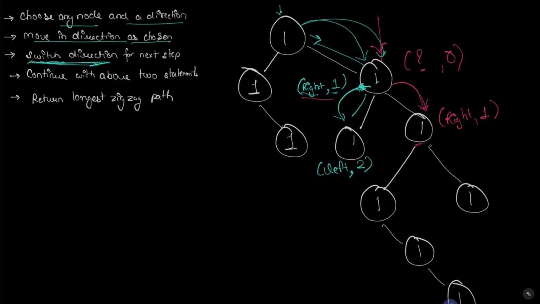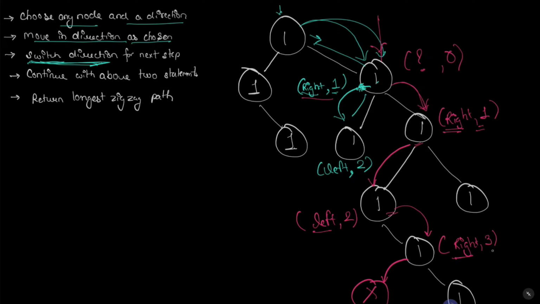Again, at this node, we already know that we are coming from the right direction and we have taken one step so far. So we'll make a jump to the left direction and we'll have the state here as left, and we'll increment the number of steps by 1. Again, at this particular node, we know that we are coming from the left direction, so we'll have to make a jump to the right direction and increment the steps. So we have right, and the number of steps that we have taken is 3. We know that we are coming from the right direction, so we'll make a jump to the left direction. But since there is no node, it won't be happening.